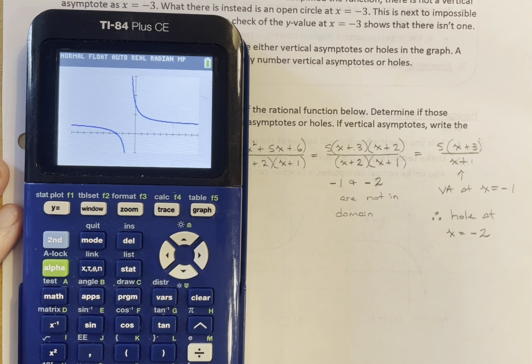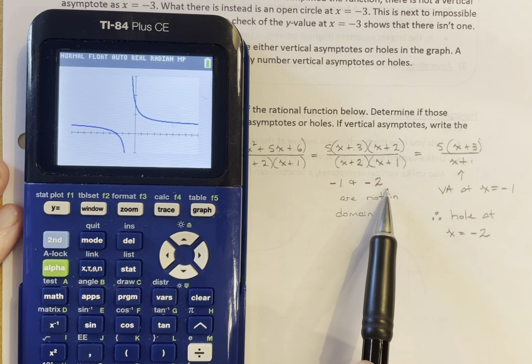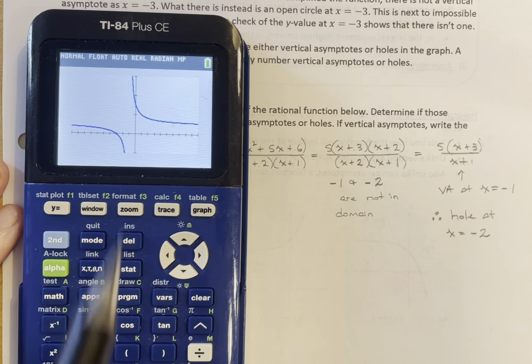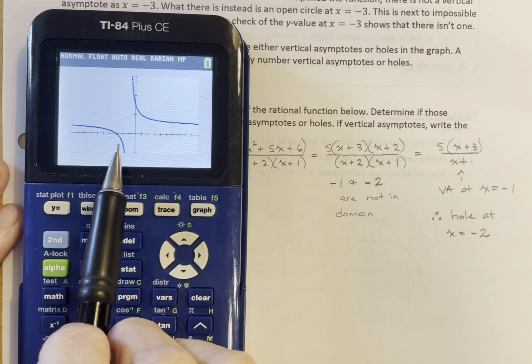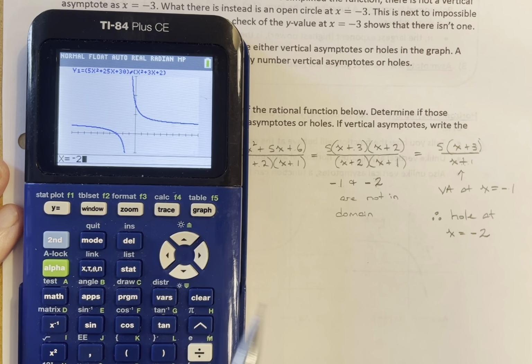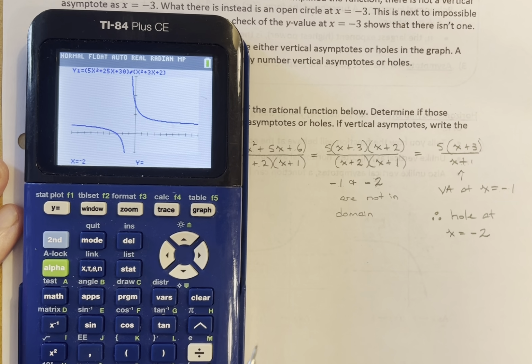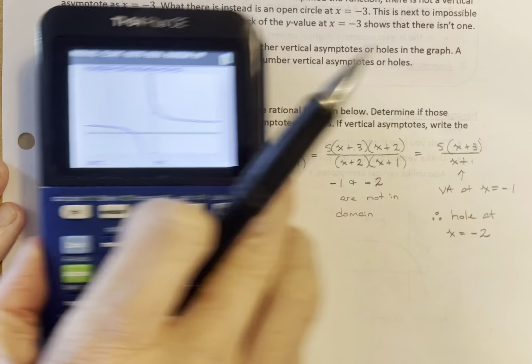But we know that -2 is also not in the domain. It looks like -2 has a point right here. If we go to trace and we put in -2, you'll notice there is no y value. So that is the hole at -2.